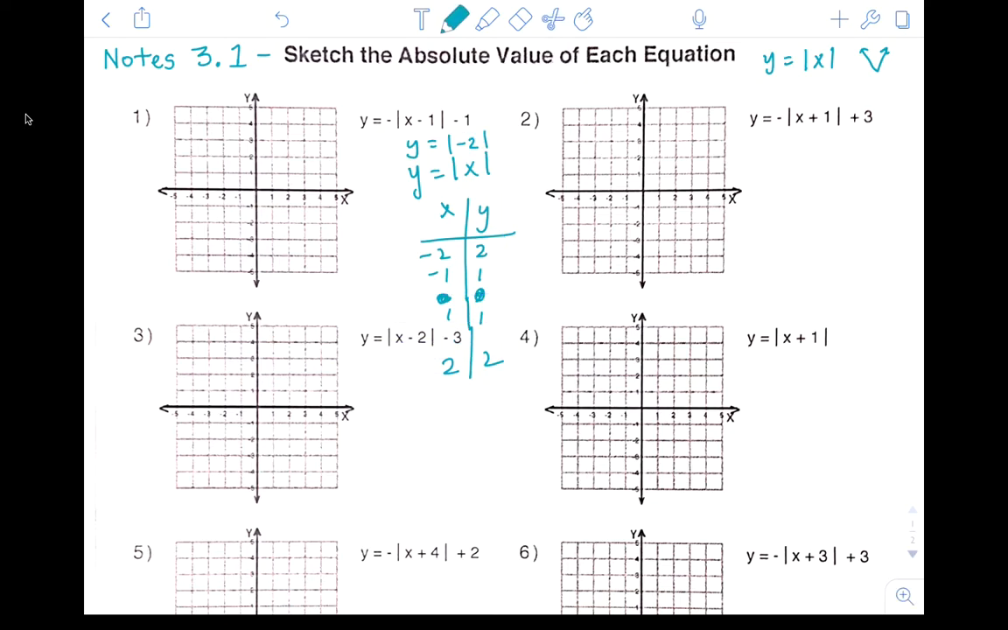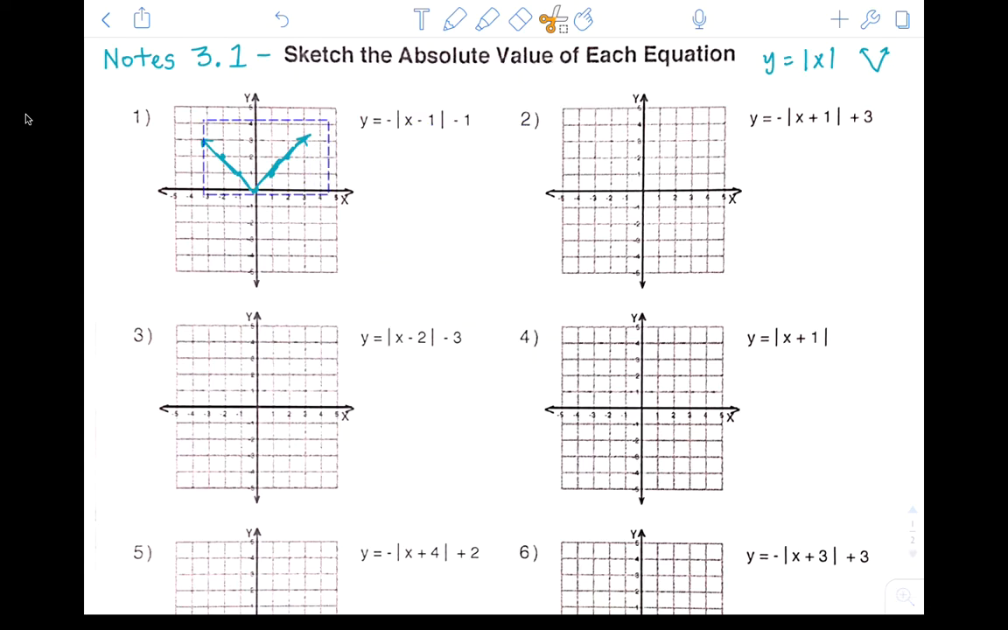If you graph that, negative 2, 2, negative 1, 1, 0, 0, 1, 1, and 2, 2, we see that we have the V form. That's the parent. That should not be a surprise. So where do all the other numbers come from?